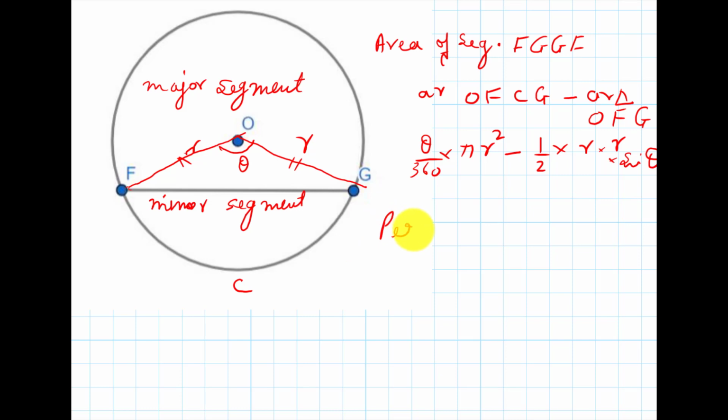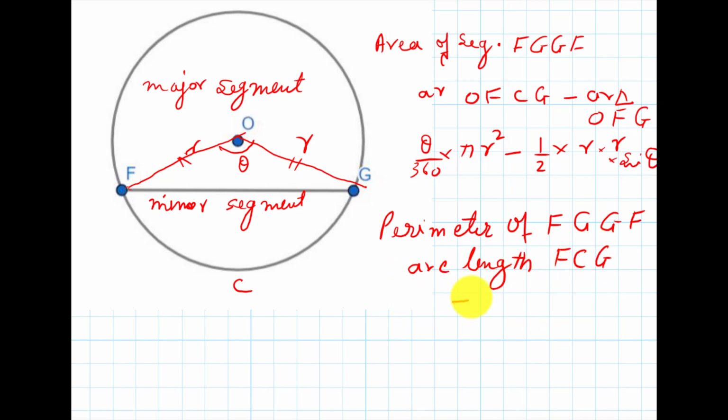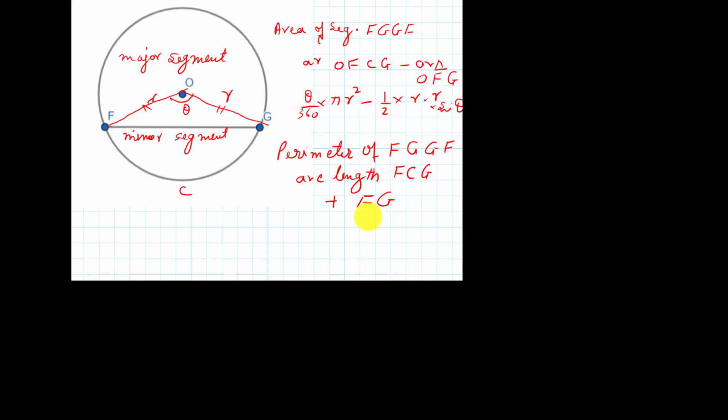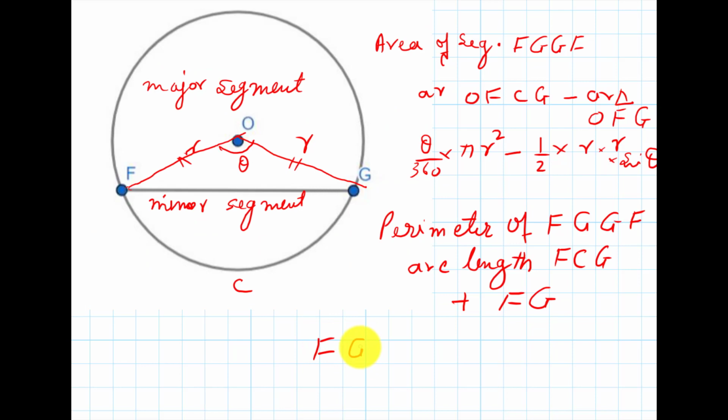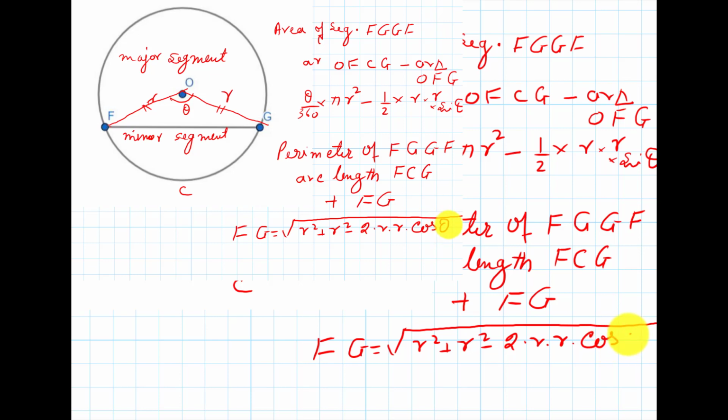To get the perimeter of the segment, we get the arc length FCG plus the length FG. And for finding the length FG, we can use the cosine rule: R square plus R square minus 2 times R into R into cos of the included angle. Thus, by finding FG, we can find the perimeter of the segment.